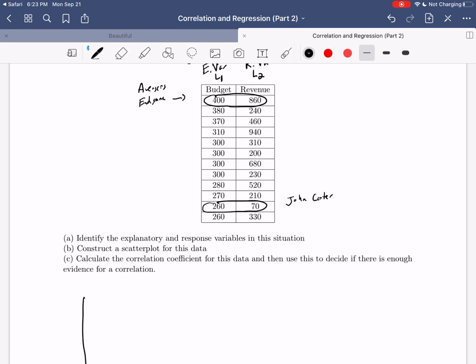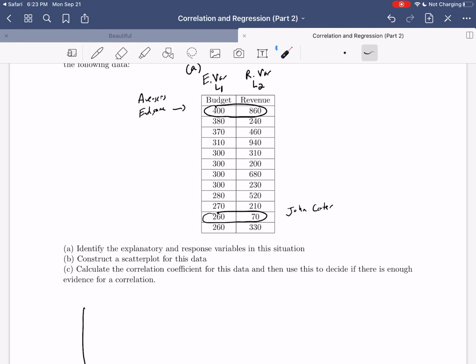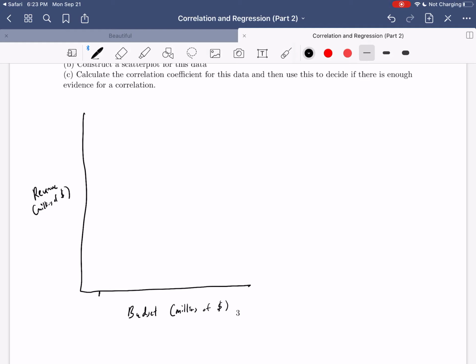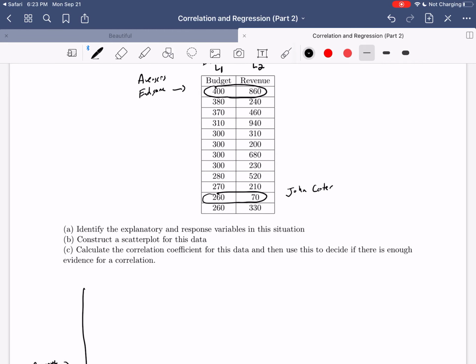So let's figure out what sort of scales look good for budgets. It looks like the lowest budget was 260 and the highest was 400. So we could, again, start with anything you sort of like. Maybe we'll start with 250 and go by 50s. So there's 250, 300, 350, and 400. And of course, we'd have to put a little squiggly line to show that that's been condensed. So the highest budget was 400.